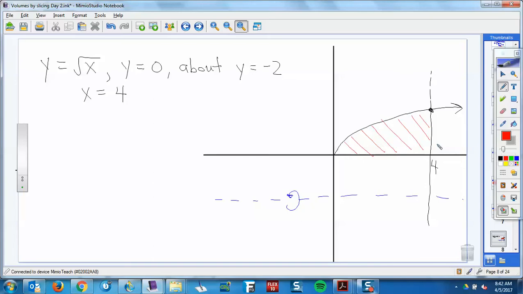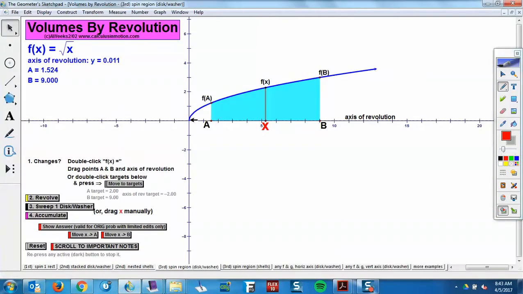Okay, where do I draw my strip? Where have we normally drawn our strip? Right in here, right? Well, I got news for you. That strip isn't going to mean anything to us this time. Now, let's take a look at what this picture actually looks like. Okay?